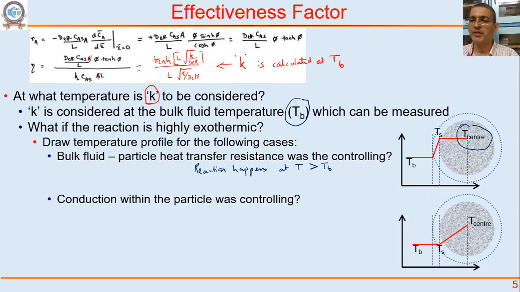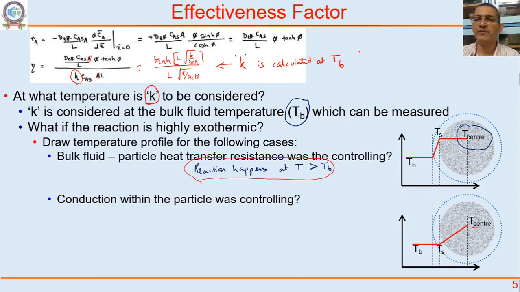Temperature in the bulk is less, temperature at the center is high, and there will be a diffusion. This may or may not be a straight line. I've just drawn a straight line for understanding purposes, but it need not be a straight line. Again, reaction happens at temperature greater than the bulk temperature, whereas in the denominator, we are measuring K at the bulk temperature.